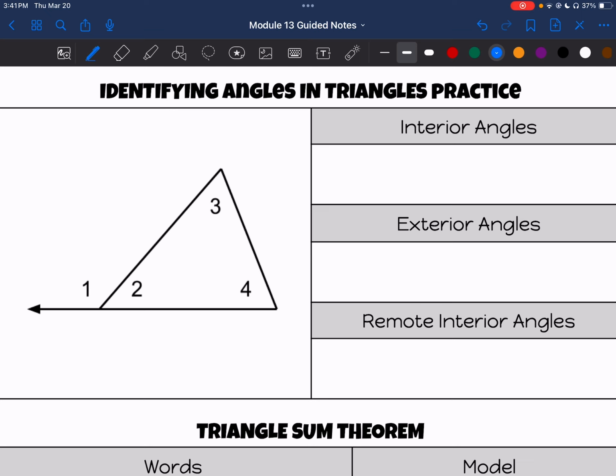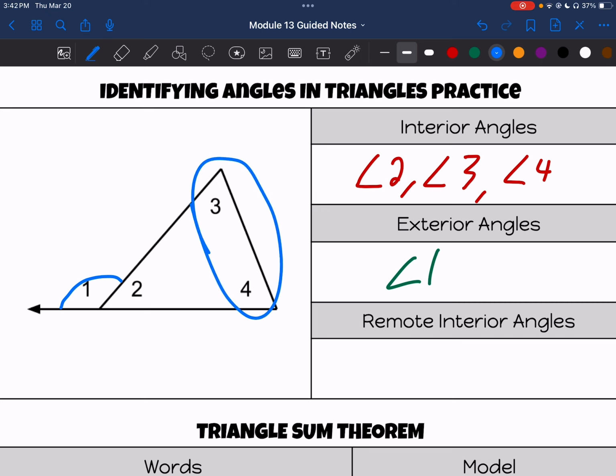All right, so let's start by identifying the angles inside of this triangle or involving this triangle. So our interior angles, the ones that are on the inside, it's going to be angle 2, angle 3, and angle 4. 2, 3, and 4 are interior angles. What is my exterior angle? It's the one on the outside, angle 1. And lastly, what are my remote interior angles, right? So here's the exterior. So these are my remote interior. So angle 3 and angle 4.